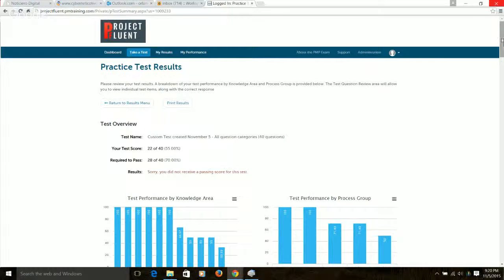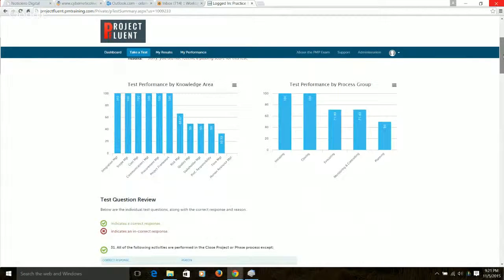Yeah, let's go over them really quick to see. Based on this, on integration, you get 100%. Scope management, 100%. Cost management, 100%. Communications, 100%. Procurement, 100%. Project framework, 100%.